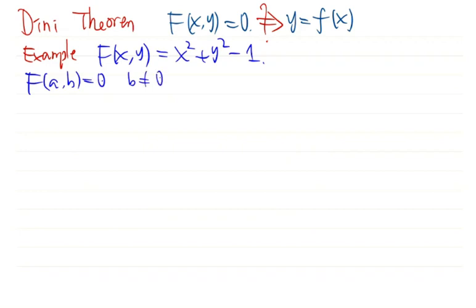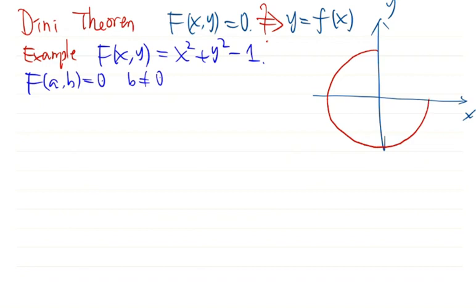So geometrically, this is the coordinate axis, x and y, and f(x,y) equal to 0 is the graph. Geometrically, it represents a unit circle, right? And f(a,b) is 0 means that the point (a,b) is a point on this circle. So (a,b) is here. Now we consider the case b is not 0.